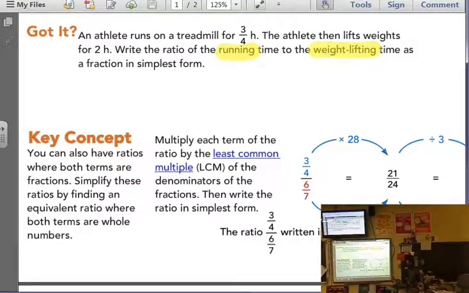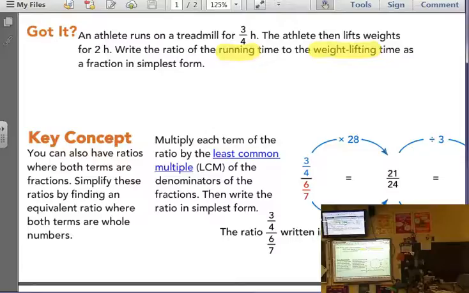So, probably easy doing like so. Which one would we start with? Running. Josh, we're working independently. Even if you have this done, move on and keep working. Running to weightlifting. So running time will come first, then divided by weightlifting time will come second. Running comes first, then weightlifting comes second. That gets set up as a division.